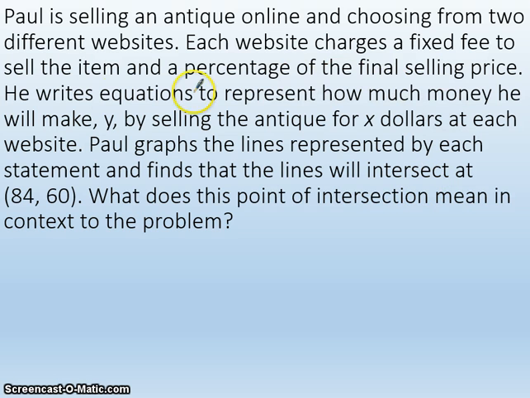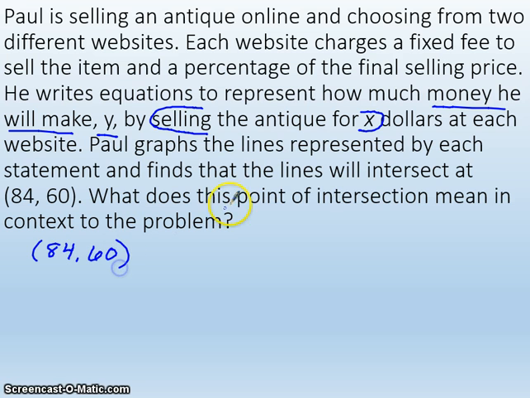Okay, so the money he makes is going to be y by selling an antique for X dollars. So what he sells it for is considered X. Paul graphs the lines represented by each statement and finds that the lines will intersect at the point (84, 60). What does the point of intersection mean in context of the problem?